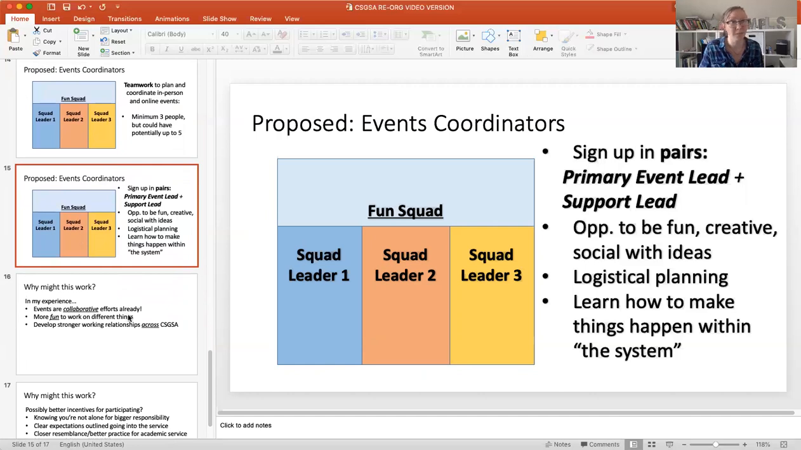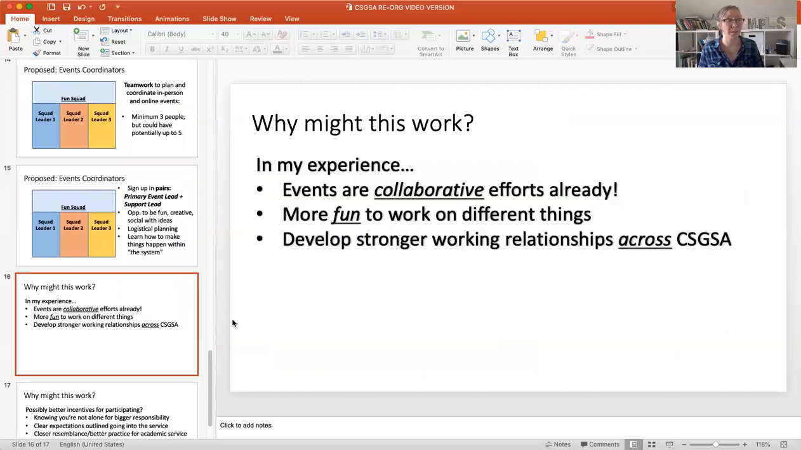So the reason that we're proposing these changes, why we think this might work, is because we already are collaborating on most of the events we're doing. It's more fun, actually, if you can work on different things instead of having to be just the same one thing over and over and over again all year long. And we could potentially develop stronger working relationships across CSGSA.